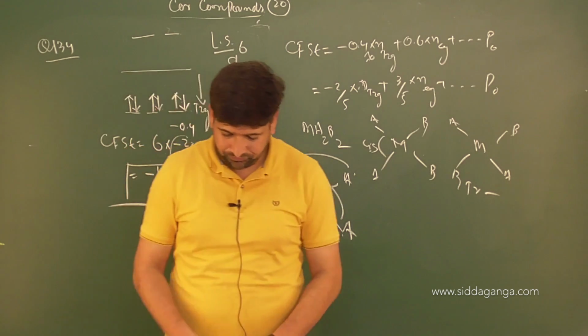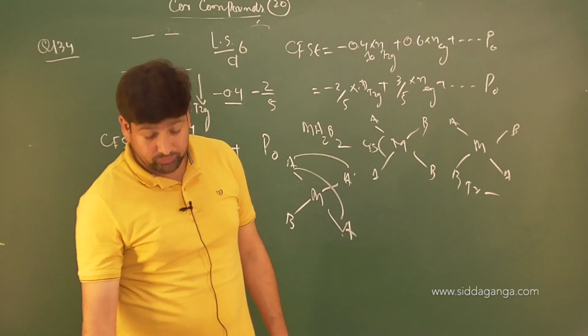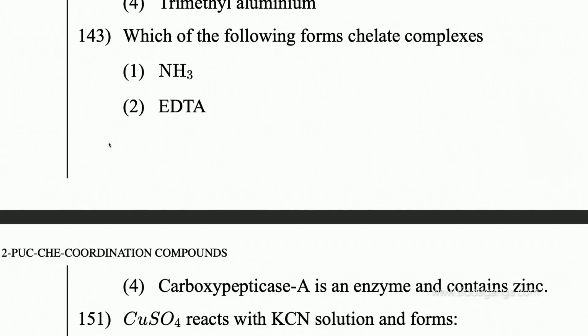Very good. Next question. Question number 143. Have a look. All questions are easy, children, you need to go through it. Which of the following forms chelate complex? Everyone tell me, for making chelating rings around a particular central metal, what's the basic condition? Polydentate ligand, right or not? Let us see which are the polydentate ligands.